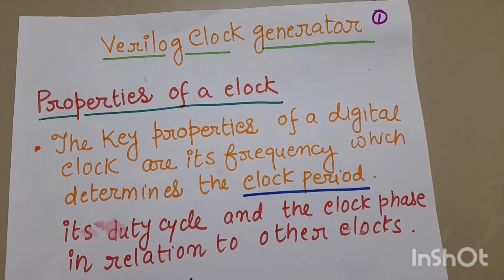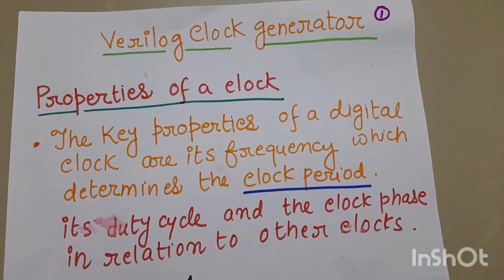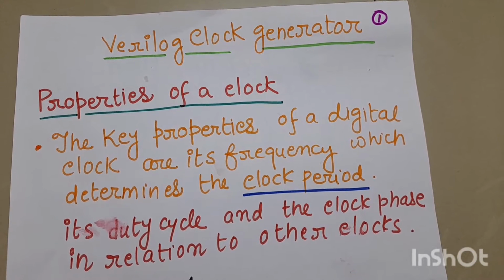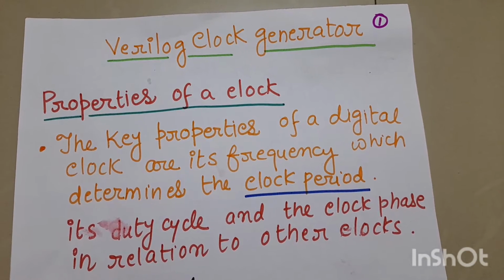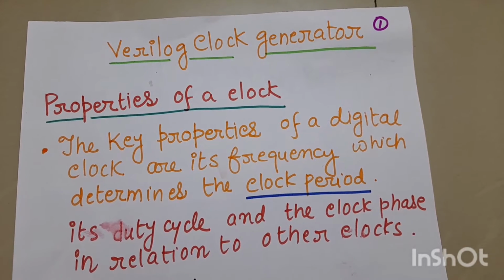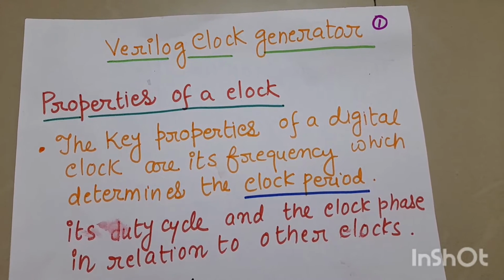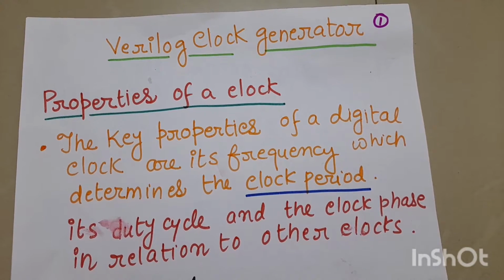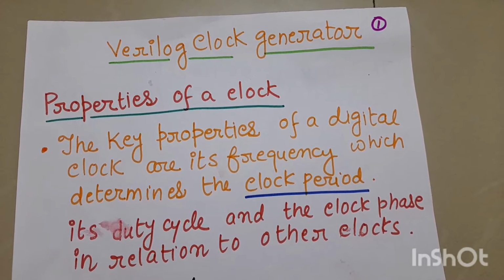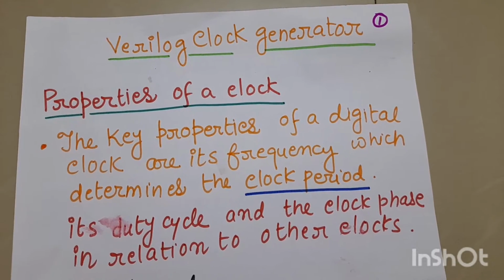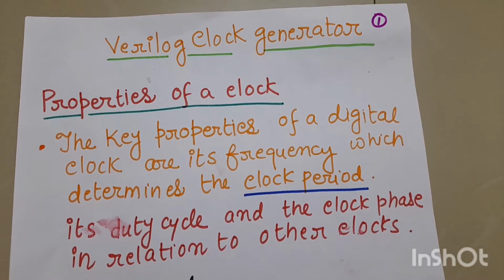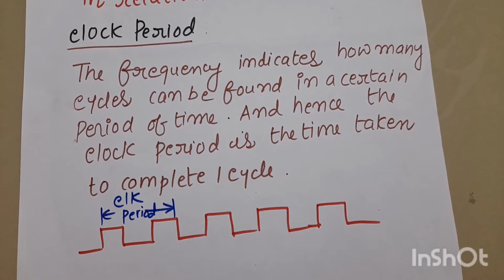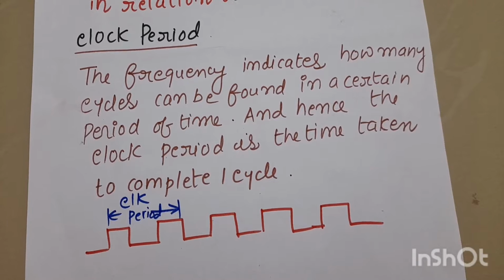What are the properties of a clock? We talk about the frequency of a clock, the duty cycle of the clock, and the clock phase, that is, the phase of the clock in relation to other clocks. So the key properties of a digital clock are its frequency, which determines the clock period, and its duty cycle. The frequency of a clock, what does it indicate?